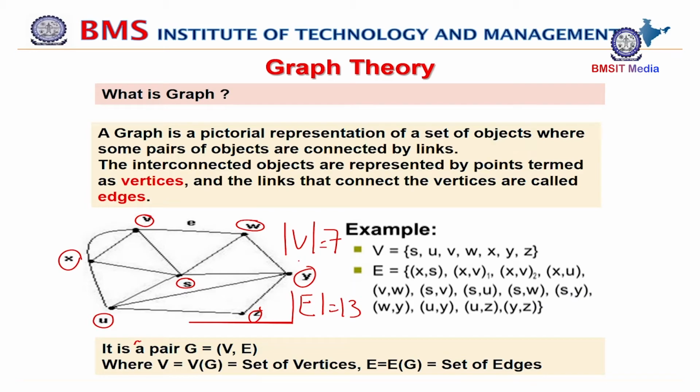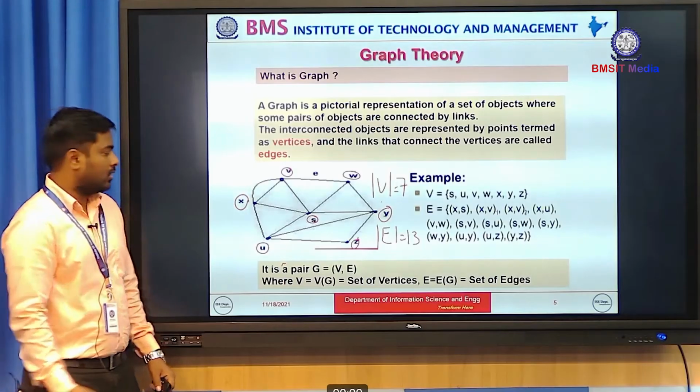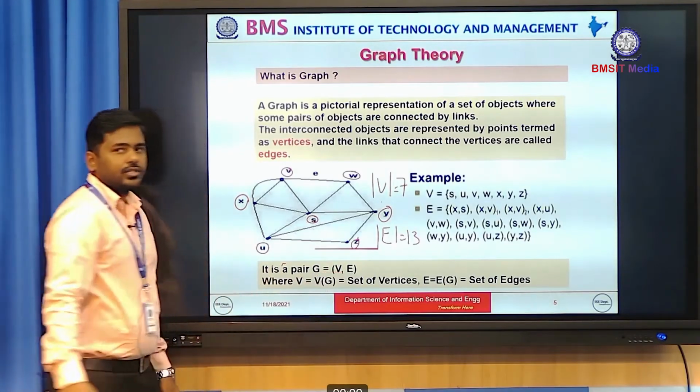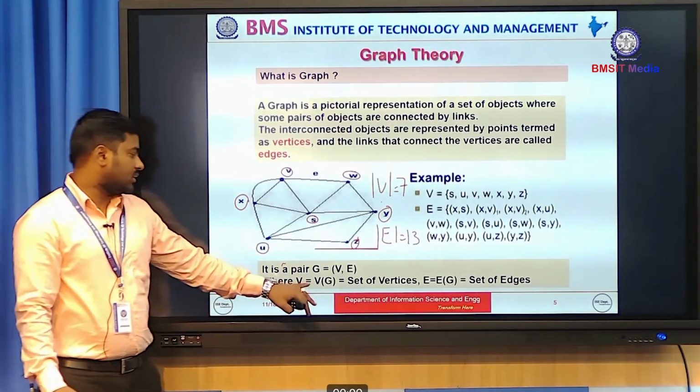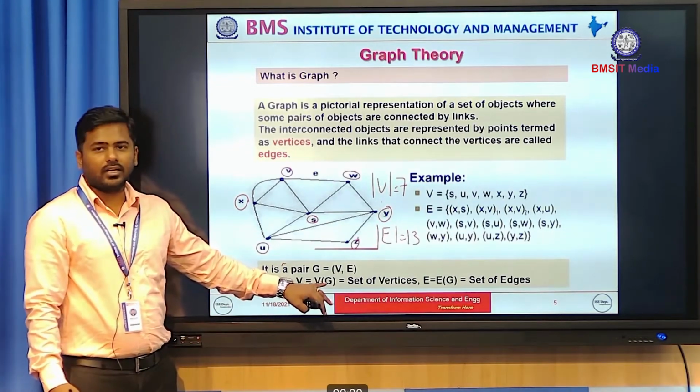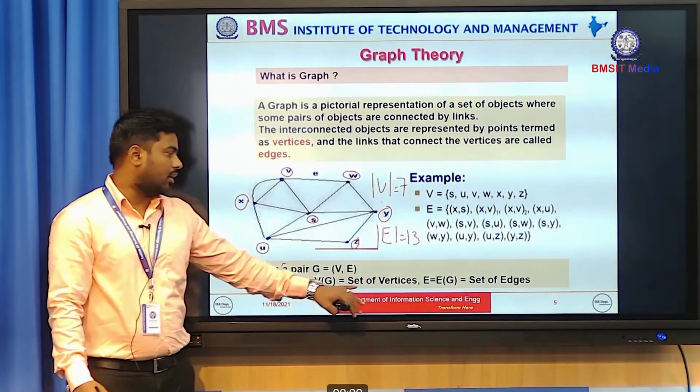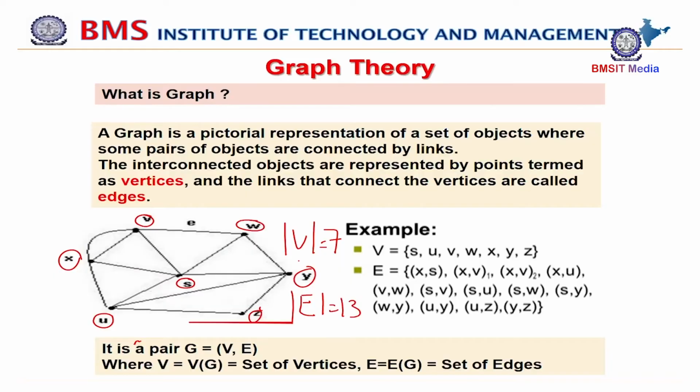And also we can define a graph as a pair of vertices and edges. Here V is the set of all the vertices in this graph G, and E is the set of all the edges of graph G.